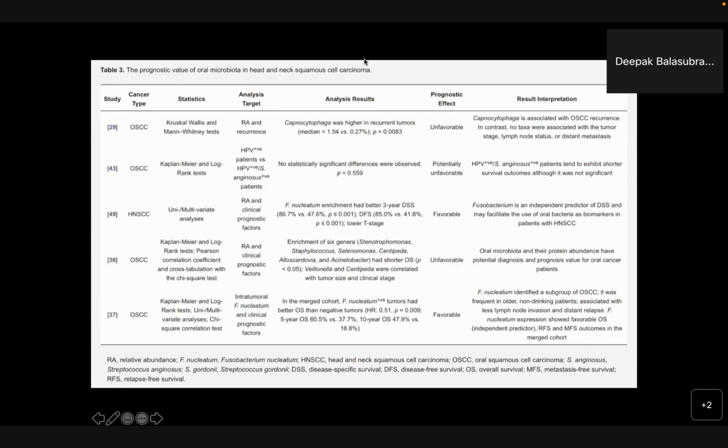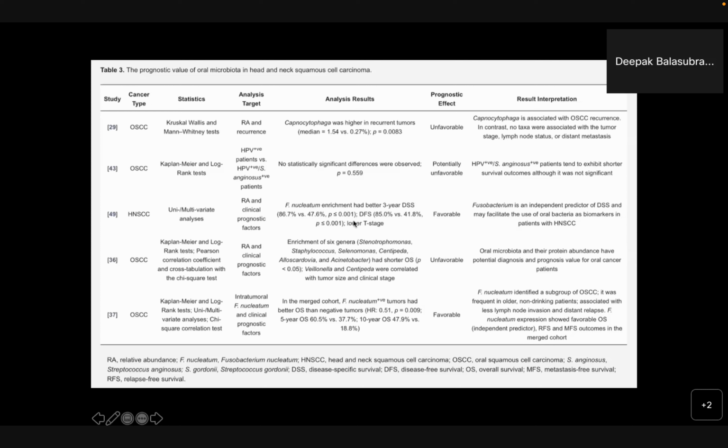So these are some of the bacteria. You have Capnocytophaga, you have F. nucleatum, then you have Staph serinomonas. Again, we have nucleatum again. And these are all the effects of these bacteria. Most of them are unfavorable to survival and disease-specific survival, and some of them are favorable.